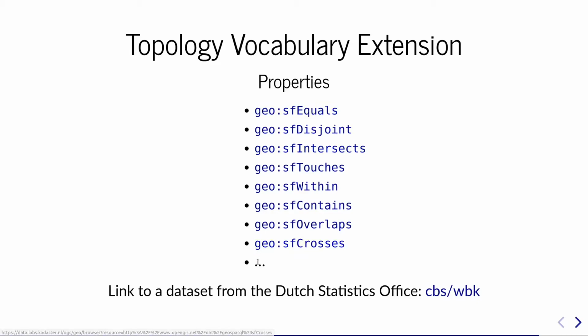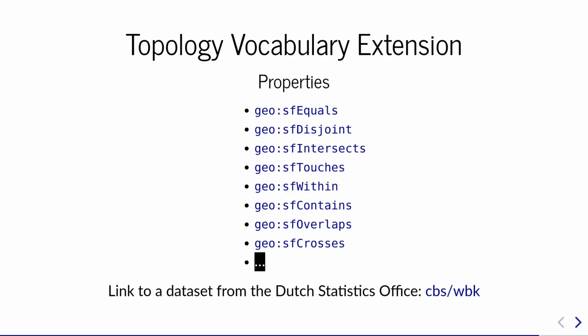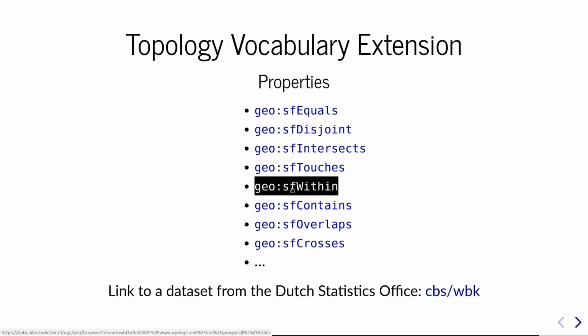You can see that I have included the 3 dots, which means there are actually more properties in the GeoSPARQL standard, but those are not simple features, those are Egenhofer and RCC properties. We will not be covering them today, but just for your information, there are even more properties in this topology vocabulary extension that are part of GeoSPARQL. Now I'll show you some of these. I'll show you this one in particular, the simple features within property.